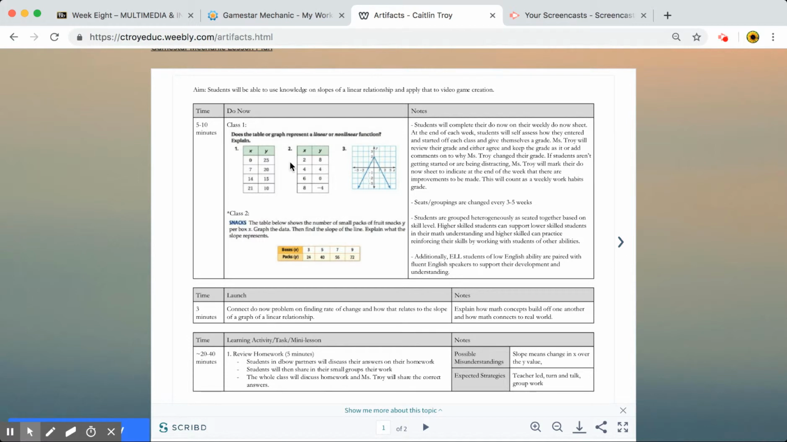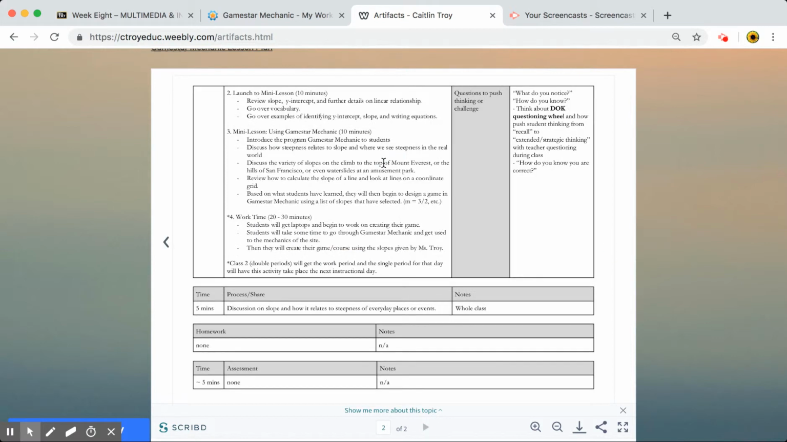So I would say the first period and the second period would talk about linear relationships, which students would know, talk about slopes, maybe review homework. My launch to the mini lesson is, again, review slope, y-intercept, and other details on linear relationships, just talk about the vocab. And one thing I really want to push, maybe with my questioning, is, where do we see slope and these math concepts outside the walls of the classroom?